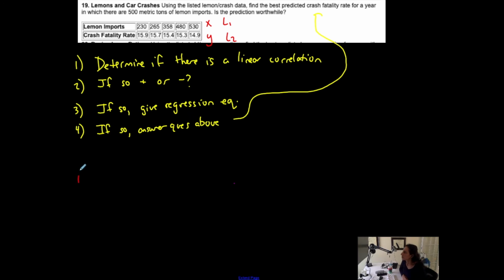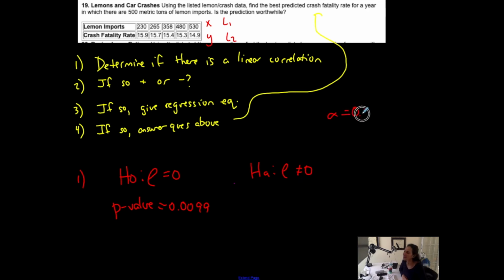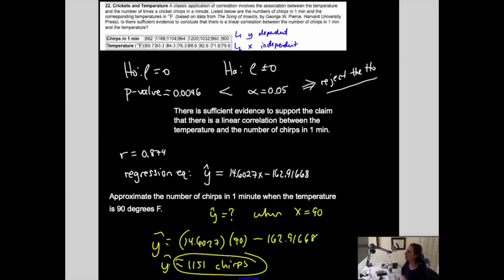So you guys are determining if there is linear correlation, right? So you have a null hypothesis and an alternative. Either there is not correlation or there is correlation, right? There is or there isn't. The p-value for this test was approximately 0.0099, which, if you're not given alpha, you're always assuming that alpha is 0.05. And so this is less than alpha, which means that I reject the null. I'm always looking to reject the null, right? Because if I want there to be linear correlation, then I have to reject the null.